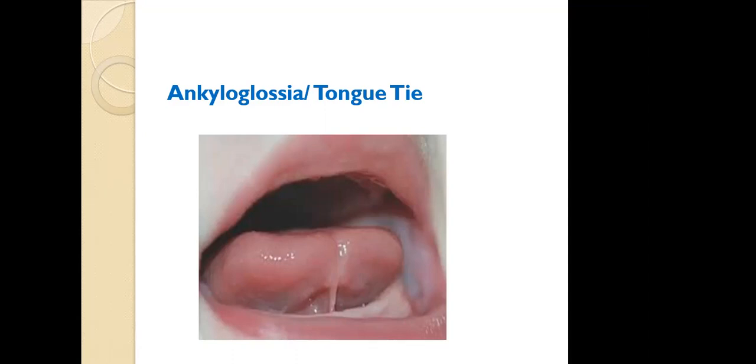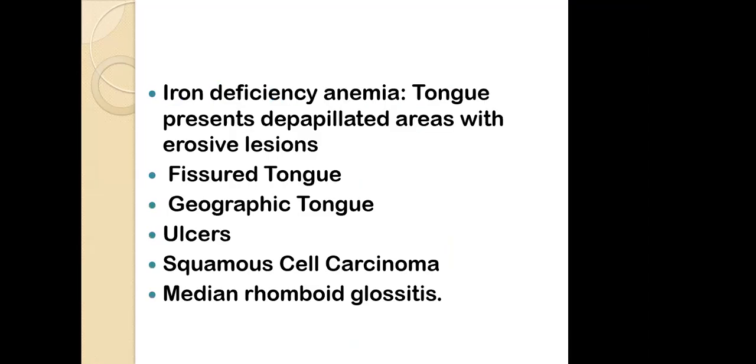Sometimes the tongue is really normal, but you find that the mothers are still complaining. Conditions like iron deficiency anemia present with a depapillated tongue with erosive lesions. Then there's fissured tongue, geographic tongue. I talked to you about geographic tongue last time, and I hope you went and searched for it. Of course, there are ulcers, and squamous cell carcinoma. Wow, that one is fairly common.